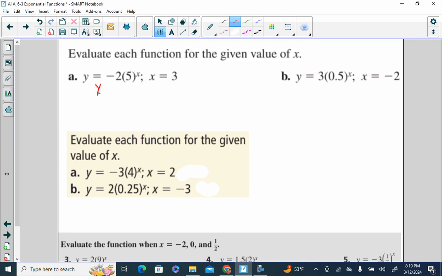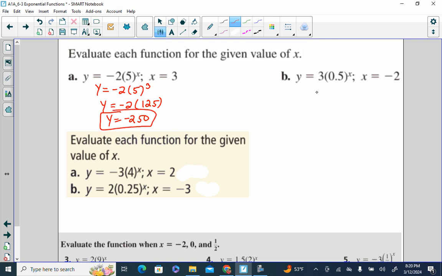So we would rewrite this as y is equal to negative 2 times 5 to the third power. We have to evaluate 5 to the third power as 5 times 5 times 5, which is 125. So y is going to be equal to negative 2 times 125. Negative 2 times 125. Y is going to be equal to negative 250.